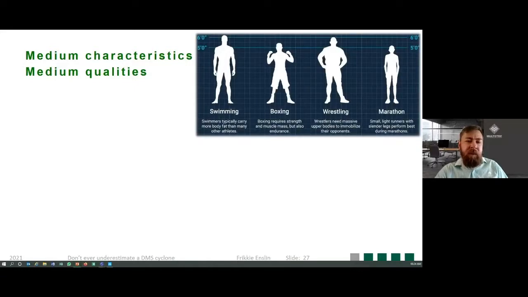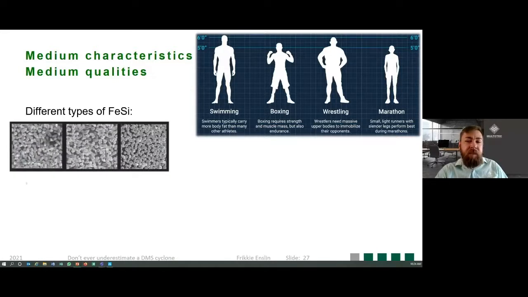Now, just like in the Olympics, where you get different athletes for the different sports, there are different types of medium required for the different work that they need to do. Starting off with FeSi or ferrosilicon, particle shape is a result of the production process. Milled ferrosilicon particles are angular in shape, and water atomized produces particles that are of a spherical nature. But even better than that, gas atomization produces highly spherical particles. An example of the three particle shapes is shown here on the left.